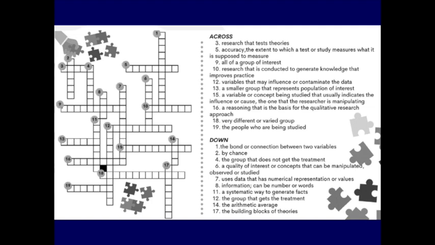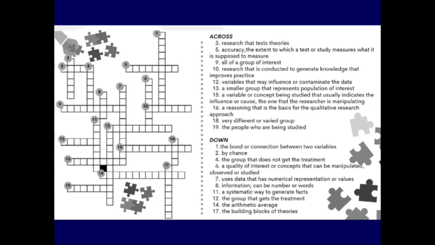15. A variable or concept being studied that usually indicates the influence or cause, the one that the researcher is manipulating. 16. A reasoning that is the basis for the qualitative research approach. 18. Very different or varied group. And 19. The people who are being studied.